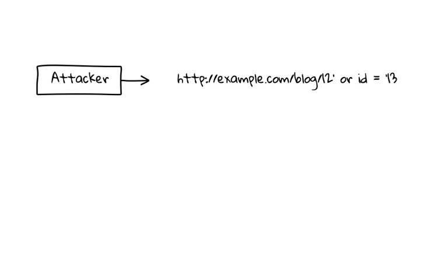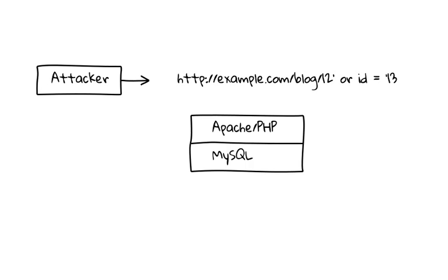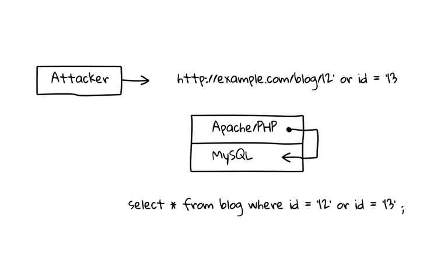So the attacker crafts a special request to test his assumption. You will notice that his blog requests obviously look strange. Again, we're using an Apache, PHP, and MySQL application stack. Our blog application takes the user-supplied input and constructs a SQL statement. But what does it look like? Well, it probably looks like select star from blog where ID equals 12 or ID equals 13. That looks weird, but it's actually a valid request.